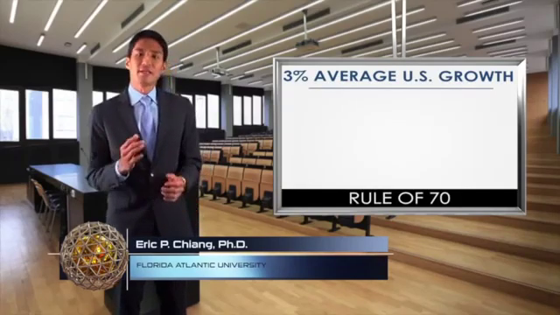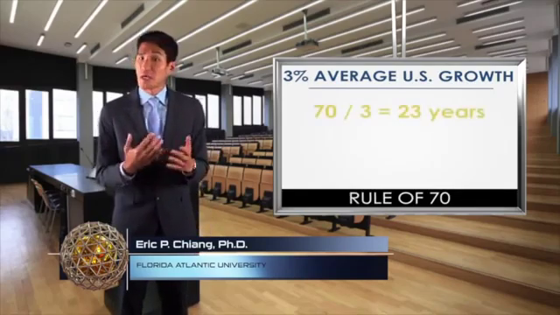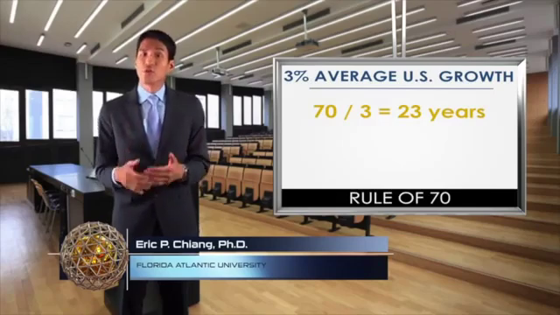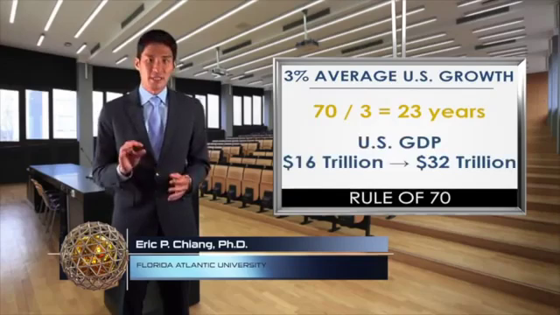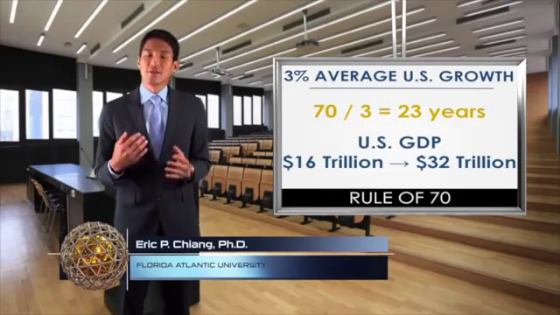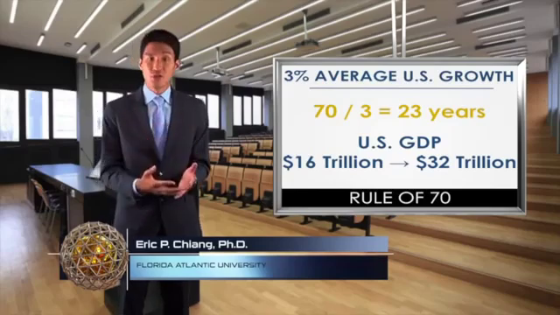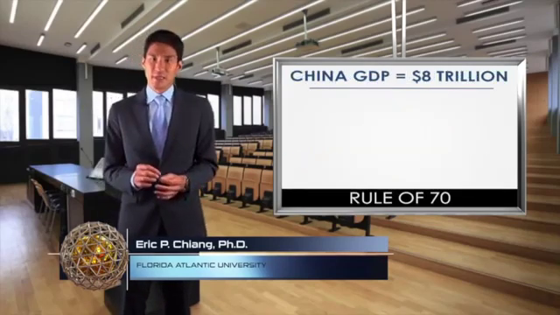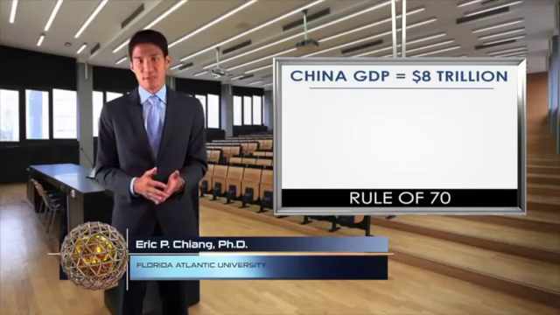If this growth rate continued, how long would it take before the size of the economy doubles? It would take 70 divided by 3, or 23 years. Because US GDP is about $16 trillion, a 3% growth rate will double US GDP to $32 trillion in 23 years. China's GDP is about $8 trillion, or about half the size of US GDP.